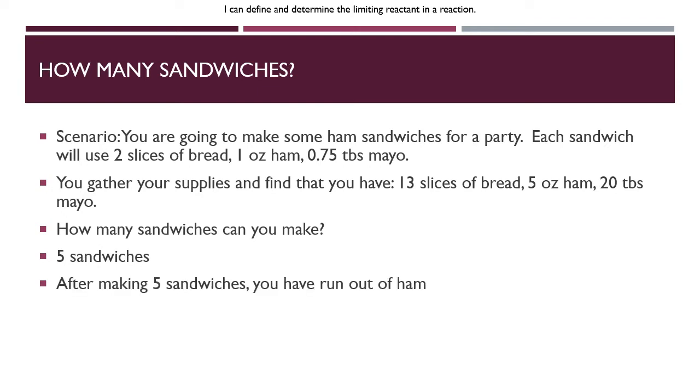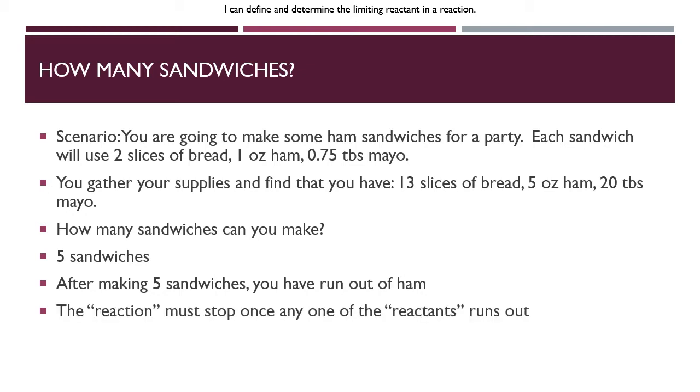Once you make your 5 sandwiches, you have at that point run out of ham. Because notice, every sandwich will contain 1 ounce of ham, and you have 5 ounces. So once you get to 5 sandwiches, you have no more ham left. You can't make any more sandwiches.